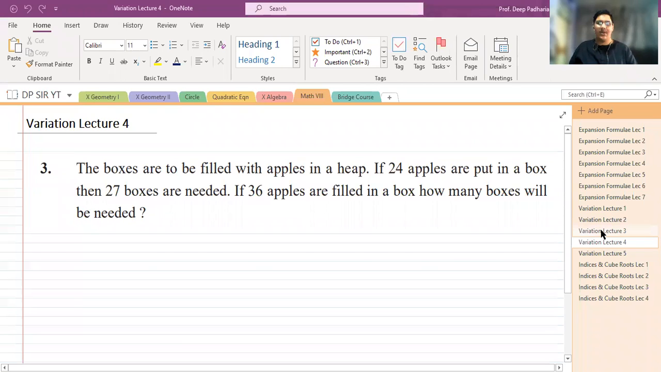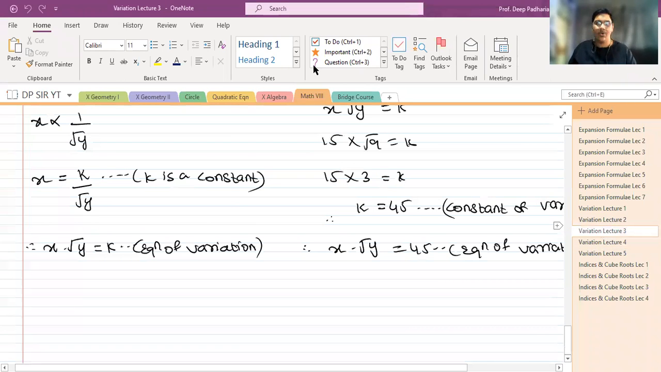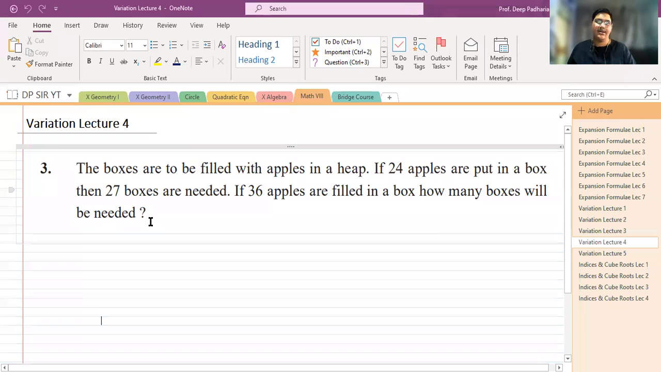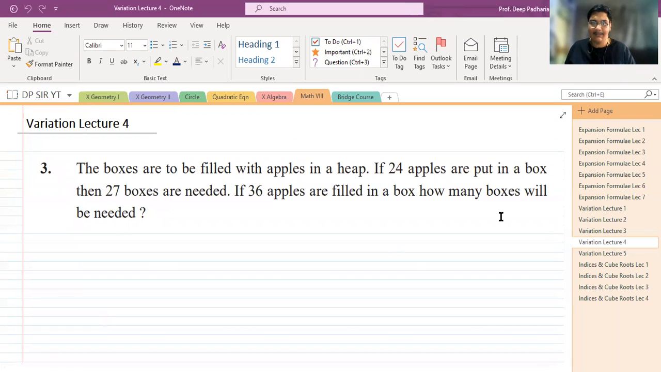Lecture 3 or lecture 4, I guess it's lecture number 4, so sorry. Lecture 3 ho gaya tha. So let's begin with lecture number 4. We have studied indirect variation. We solved a few questions based on it, isn't it? And also, we are going to continue with the exercise.